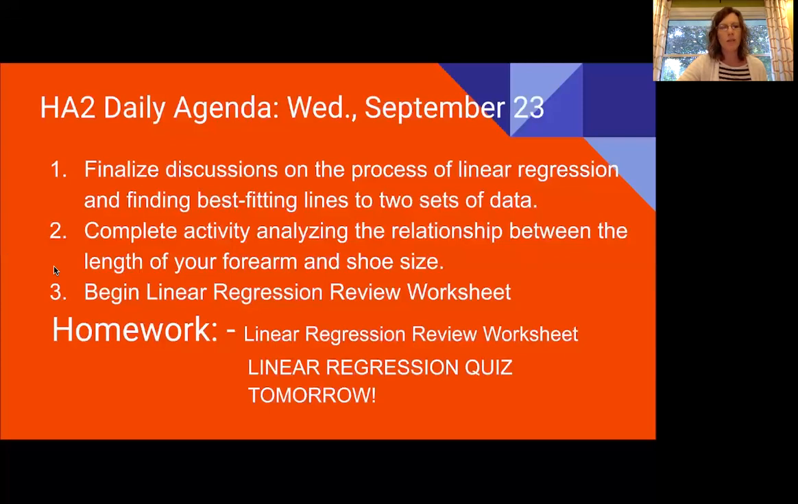Try and go grab one somewhere, hopefully in your house. Even like a measuring tape. I'm sure you have some type of yardstick, measuring tape, ruler, something that you can measure in inches. We're going to do an activity kind of finalizing linear regression today.